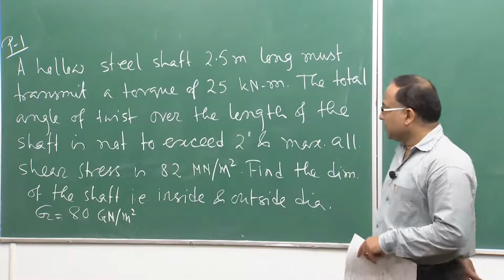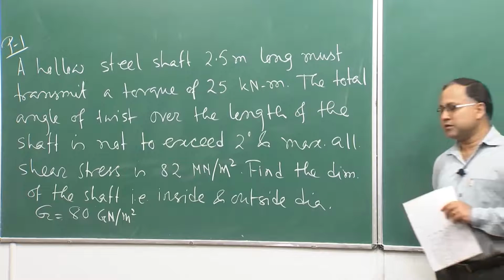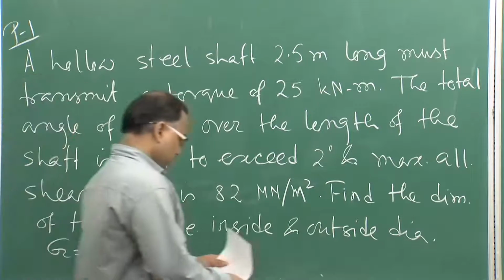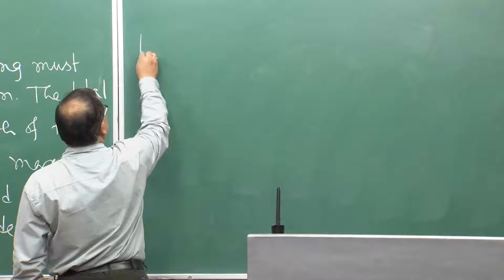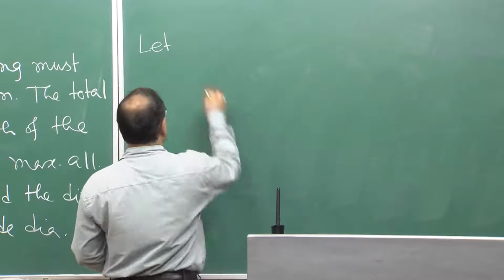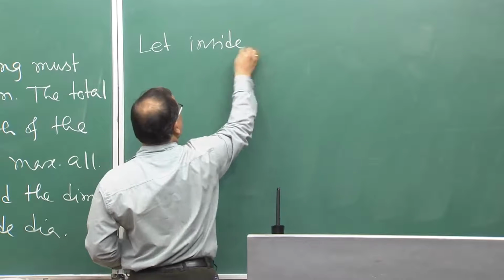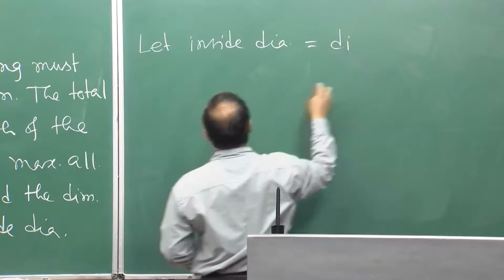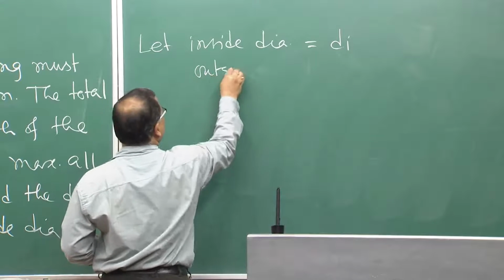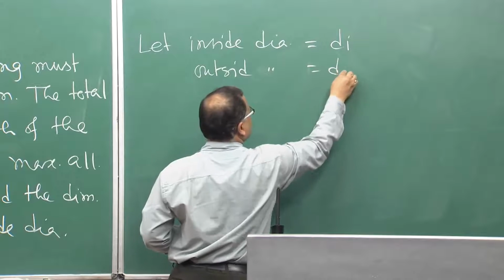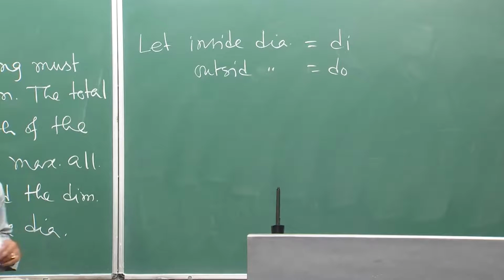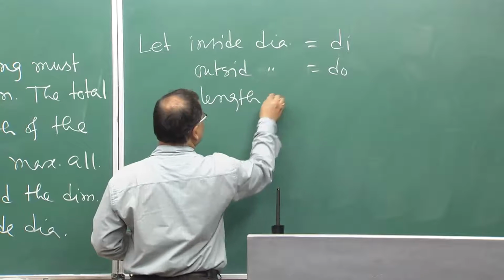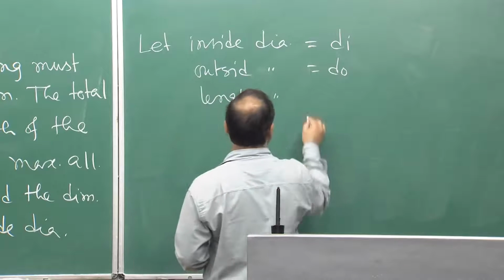So you are going to design that, where G, that is your shear modulus, is given as 80 giganewton per meter square. So let us solve that problem. Let your inside diameter equal to say di and your outside diameter say do. And your length, that is also not given, so length we are considering say L.